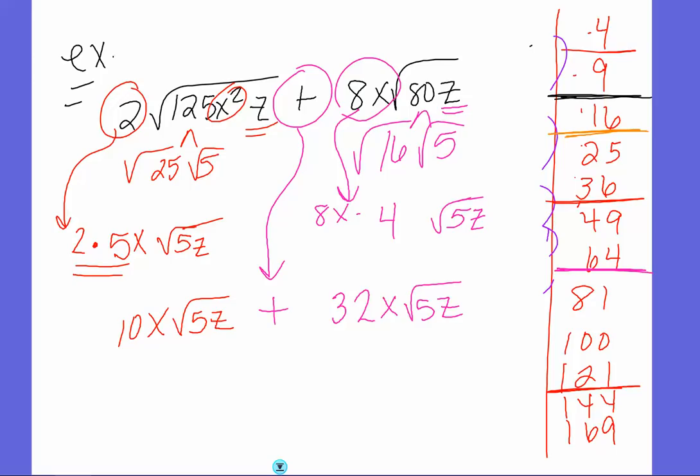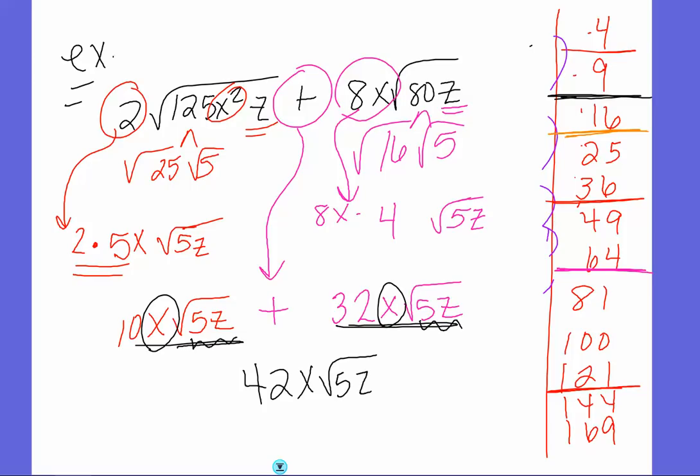Bring it down. So now the million-dollar question of the day. Am I allowed to add this with this? Yes, I am, because I have a 5 and a z on the inside, and I have an x on the outside, so I can combine my terms. 10 plus 32 makes 42x, 5z.